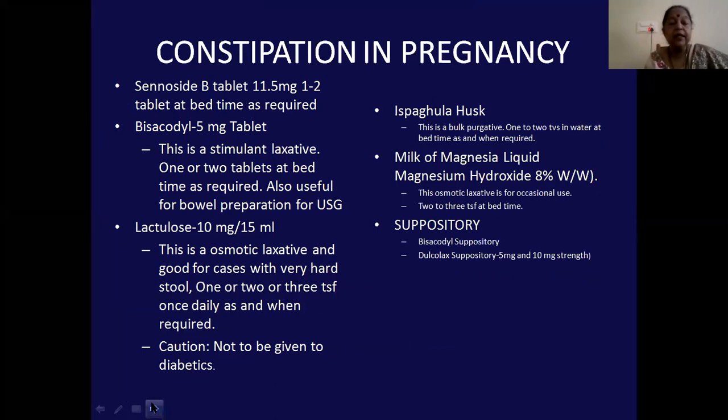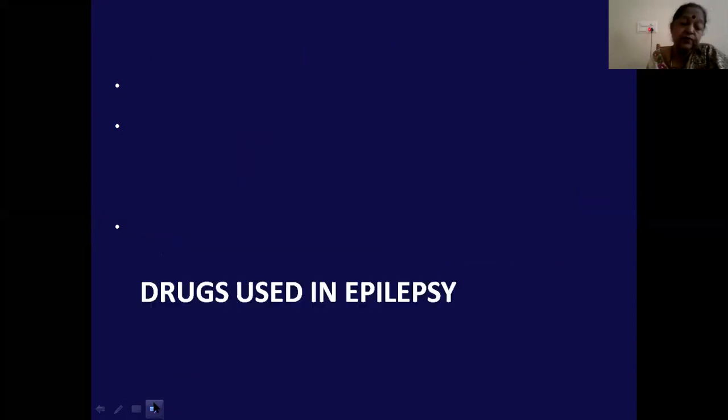But the only thing is lactulose. Lactulose is an osmotic laxative, and it should not be given in diabetics because it can cause some problems. It is an osmotic laxative, and plus it can contain sugar. Now sugar-free versions have also come. Now milk of magnesia is a magnesium hydroxide liquid. This is also an osmotic laxative. And in pregnancy you can safely use bisacodyl suppository also.